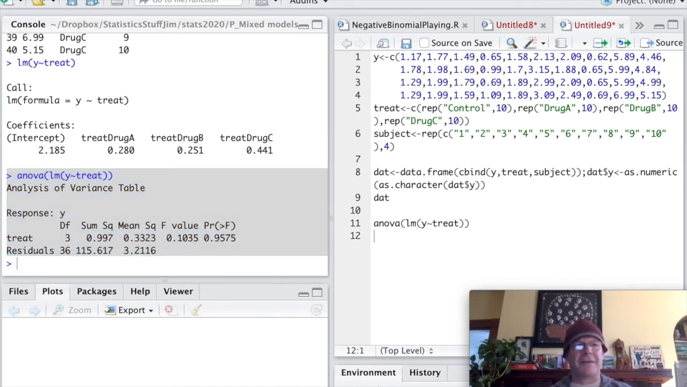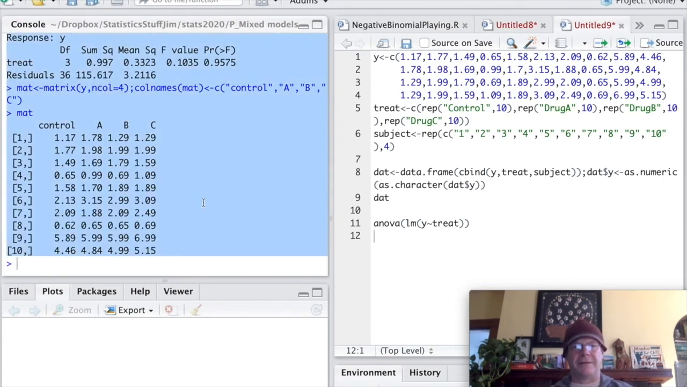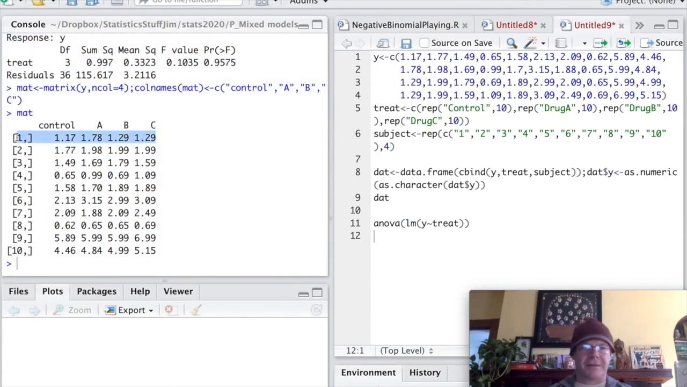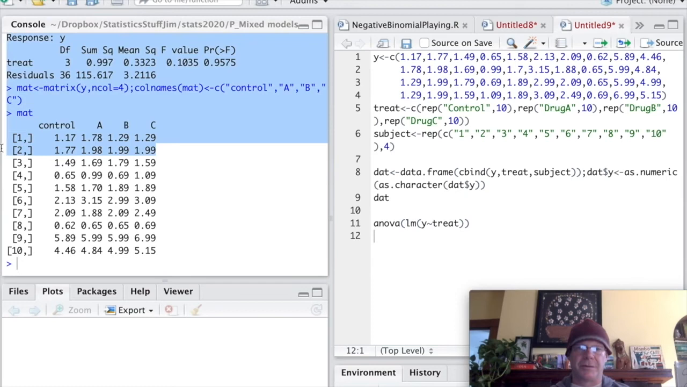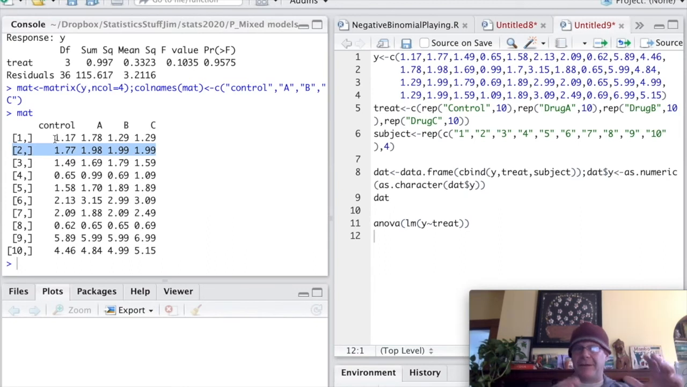And we can set up the data a different way just to drill into our heads that this is individual 1. This is the response for the control, drug A, drug B, drug C. This is individual 2. Drug A, drug B, drug C, and so on and so forth. So you can see when we set up the data this way, there's only 10 rows of data, and that's because we only had 10 experimental units. We only had 10 people in this experiment.